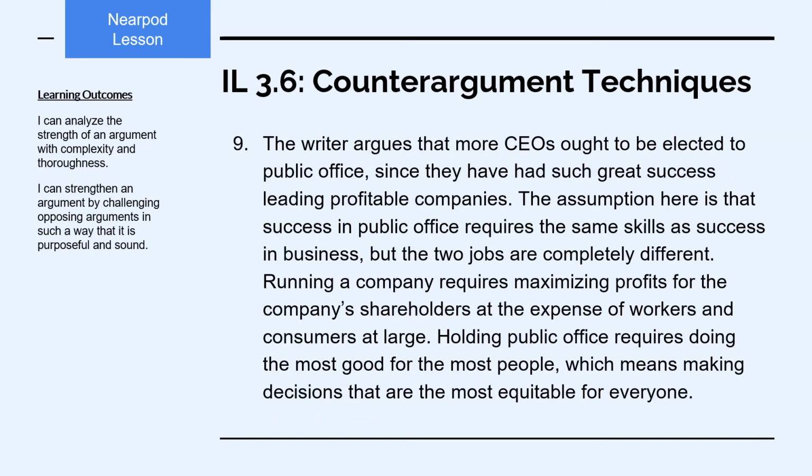Number 9, the writer argues that more CEOs ought to be elected to public office since they have had such great success leading profitable companies. The assumption here is that success in public office requires the same skills as success in business, but the two jobs are completely different. Running a company requires maximizing profits for the company's shareholders at the expense of workers and consumers at large. Holding public office requires doing the most good for the most people, which means making decisions that are the most equitable for everyone, not just a small group like the shareholders in the company example.